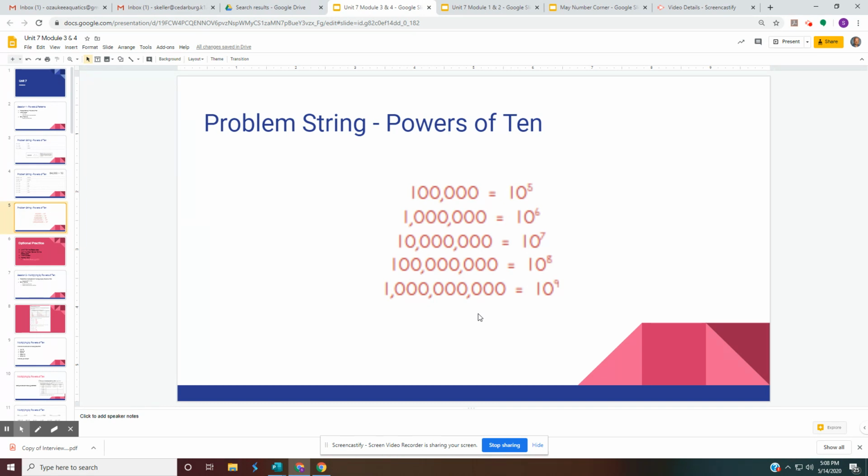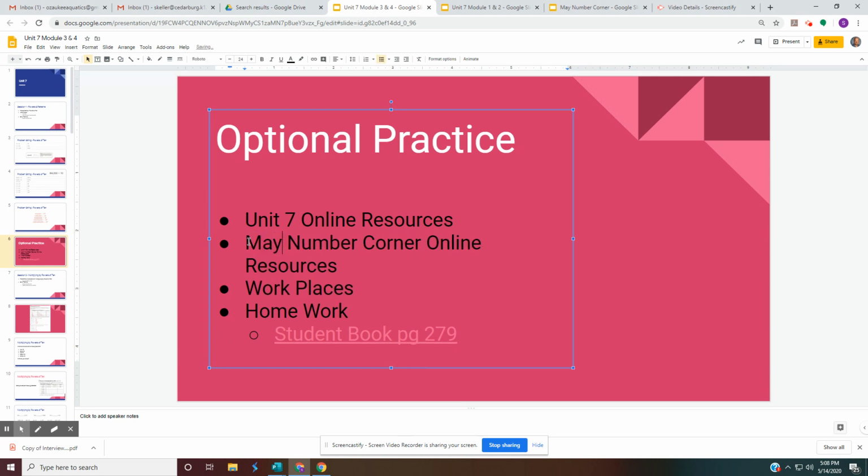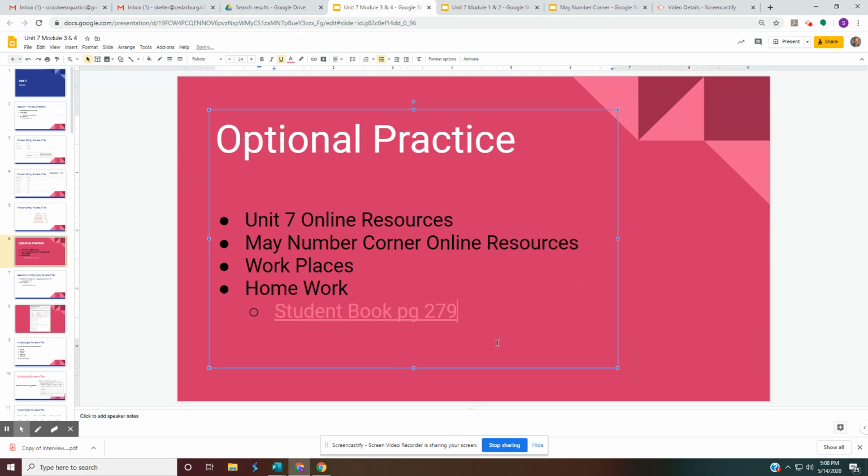Cool. All right, so let's take a look at what you have today. It's not the April number corner again. It is the May number corner. Feel free to use any of those online resources. You do have those workplace games that I like to play, and I like to beat you guys at. But you also have your student book, page 279, to finish for tomorrow.